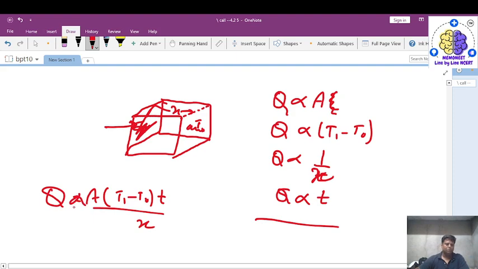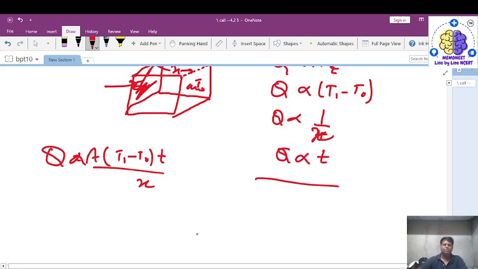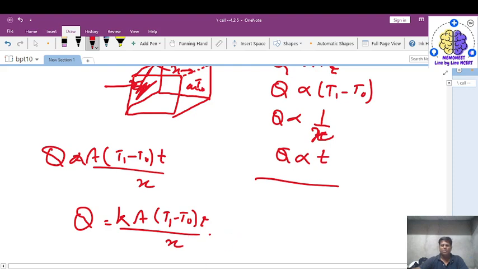Proportional to, right? Then to remove this proportionality, we will write it as Q is equal to K into A into (T1 minus T naught) into T upon x, right? Here K is known as the coefficient of thermal conductivity. So the proportionality constant over here is K, and this is again a material property. For different materials it will have different values, right?